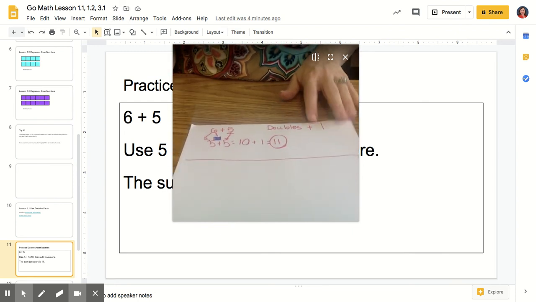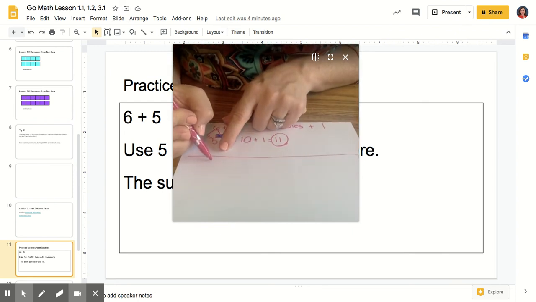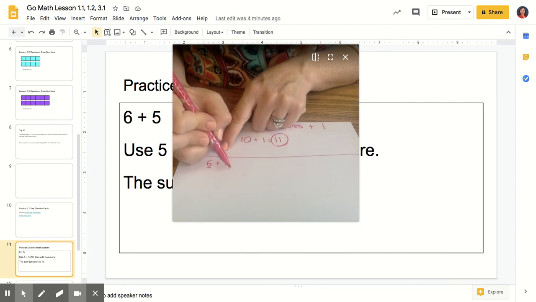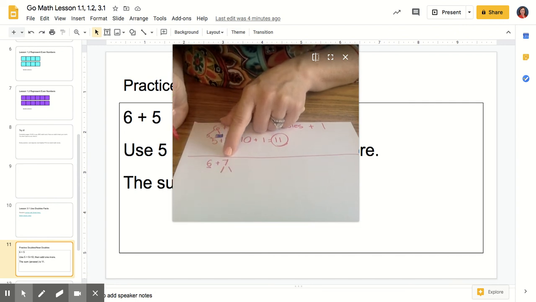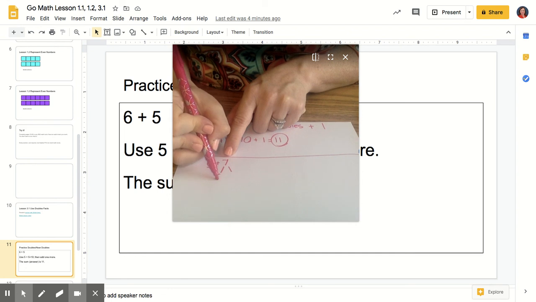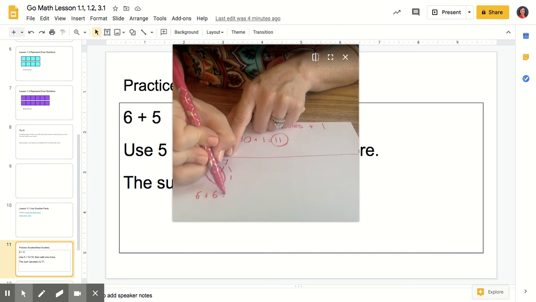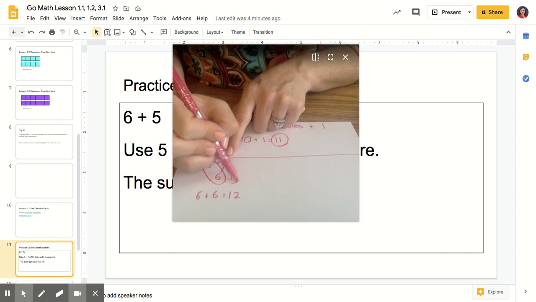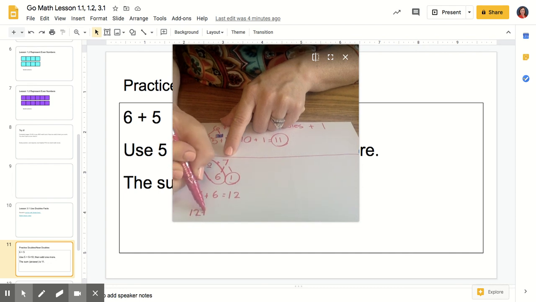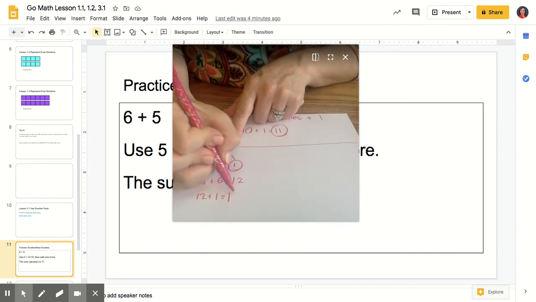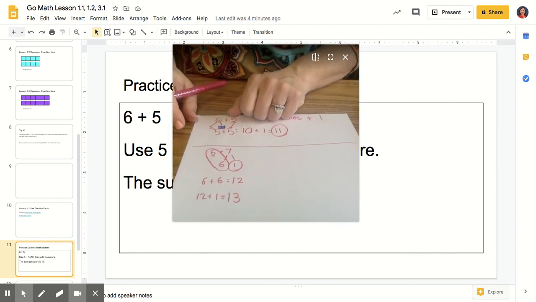All right, let's try another one. We're going to do 6 plus 7. I'm going to pick the smaller one to use its double fact. All right, let's make a number bond from the larger one. Okay, 6 plus 1 equals 7. And here's my doubles fact. 6 plus 6 equals 12. 12 plus 1 equals, can y'all see that? Okay, 13.